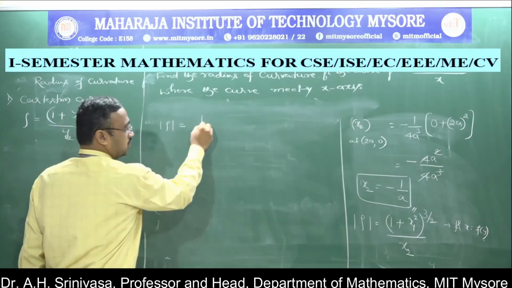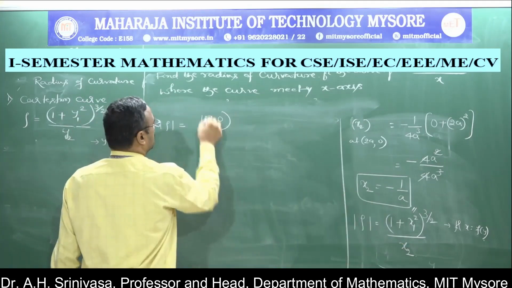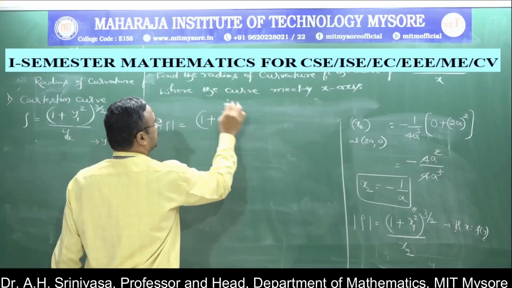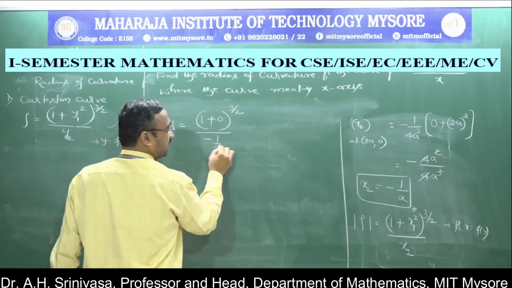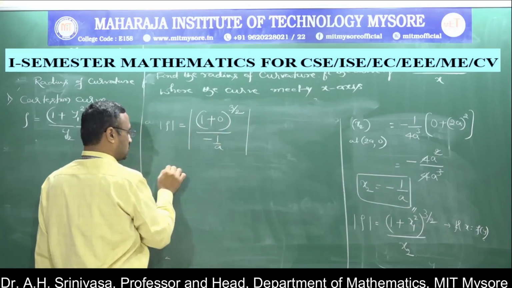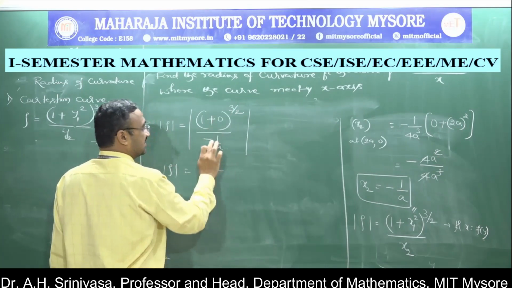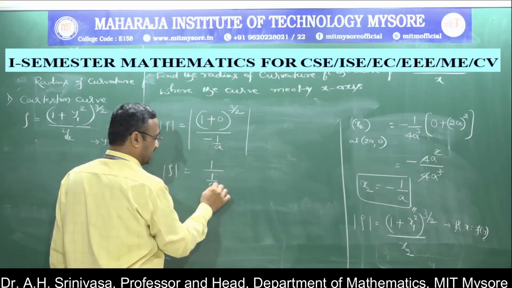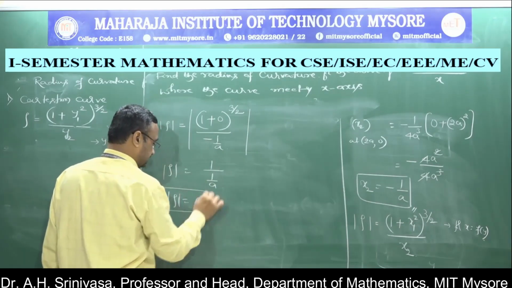Rho should be equal to 1 plus the value of x1, which is 0, then whole to the power of 3 by 2, then whole divided by the x2 value, which is minus 1 by a. It is an absolute value. 1 plus 0 is 1. 1 having any power is 1, then the absolute value is 1 by a. So rho is a.